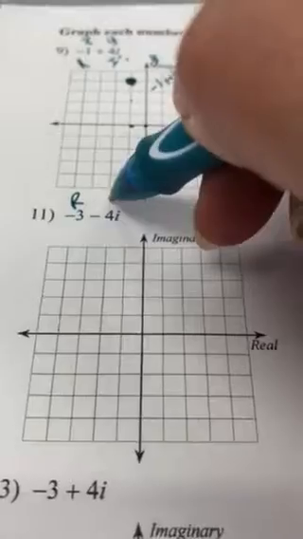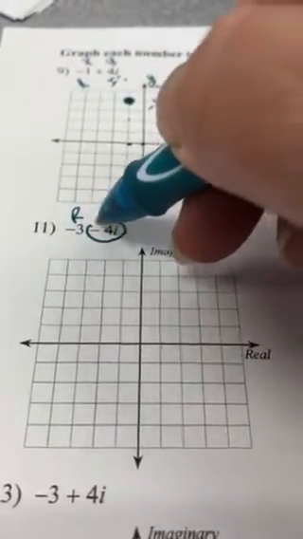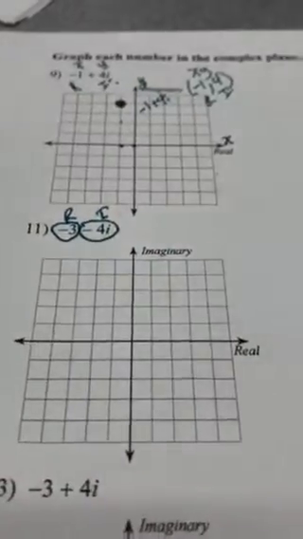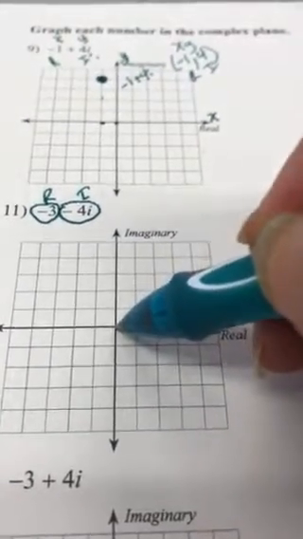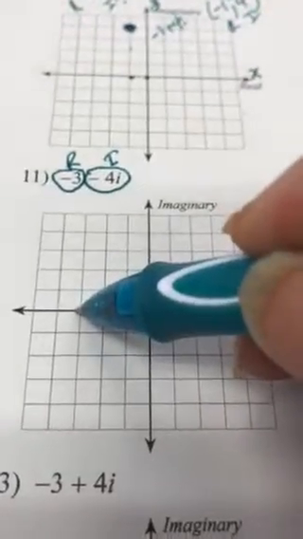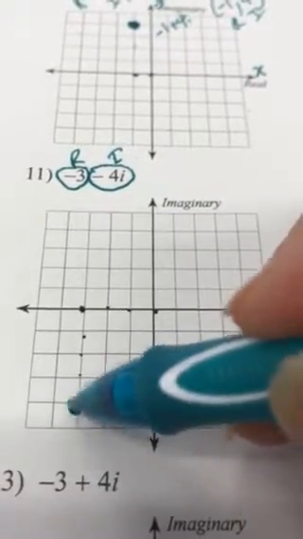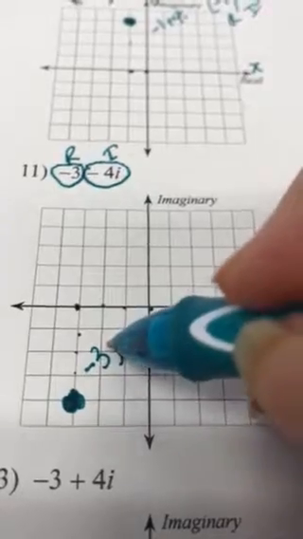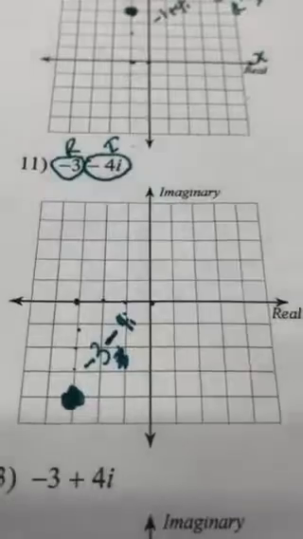Here's my real, here's my imaginary. Please remember the negative goes with the number after it, okay? Always. So we have -3, -4i. Start at the origin, count -3, 1, 2, 3 on the real axis, and then -4 on the imaginary, 1, 2, 3, 4. Right there is our dot. That's -3 minus 4i. There's not a comma there. Is that easy?